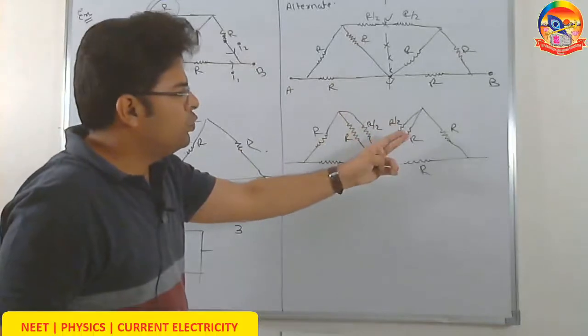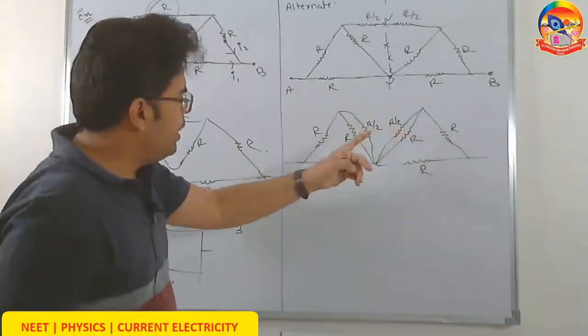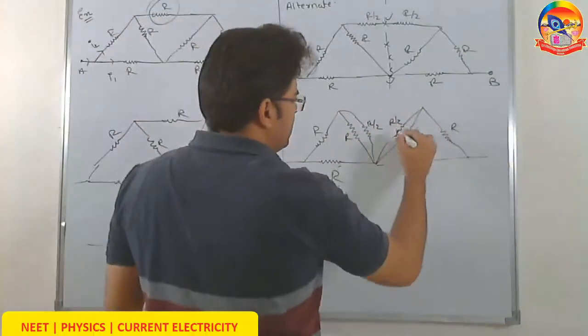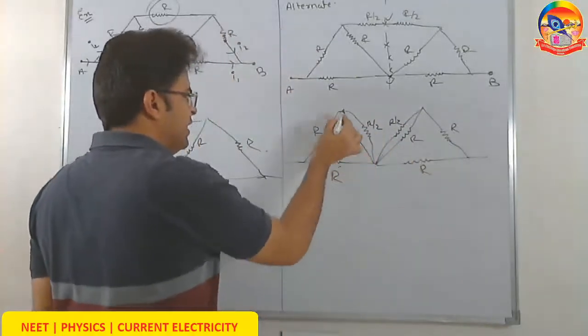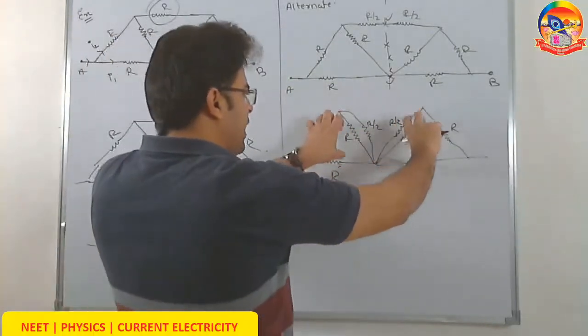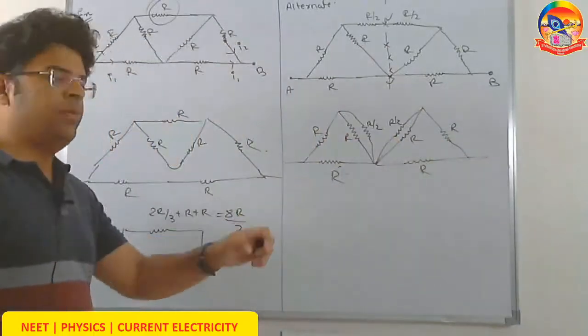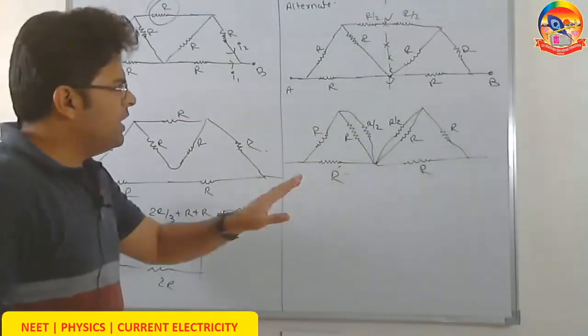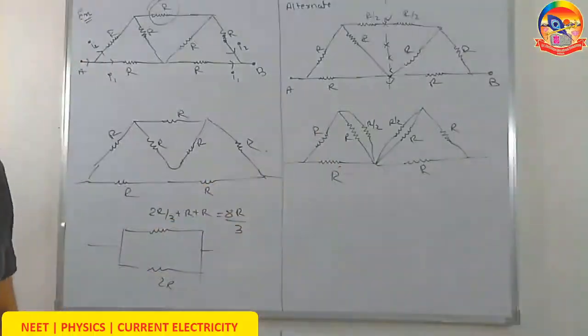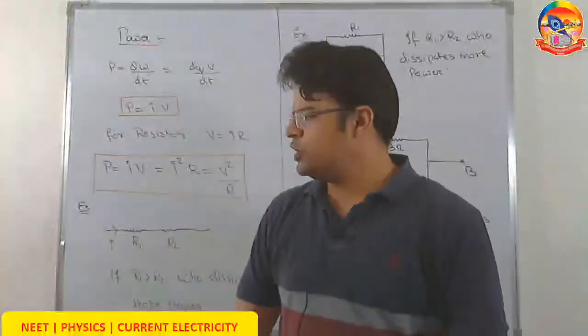I can find these two in parallel, R by 2, and then this is in series with this, this is in series with this. So I can combine both of them in parallel and find out the answer. The answer coming out in both cases is same. This is just another alternate method to get the answer. So now let's move on to power, Shakti.